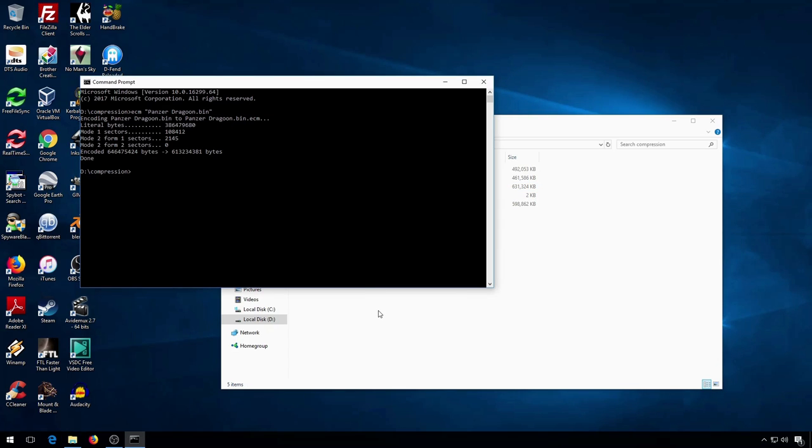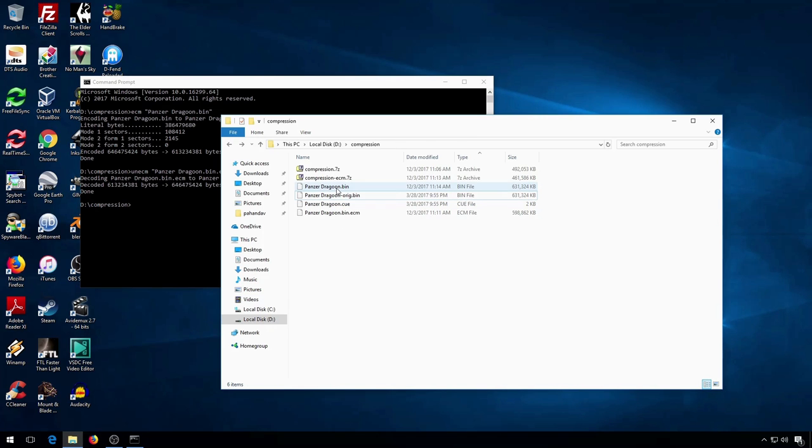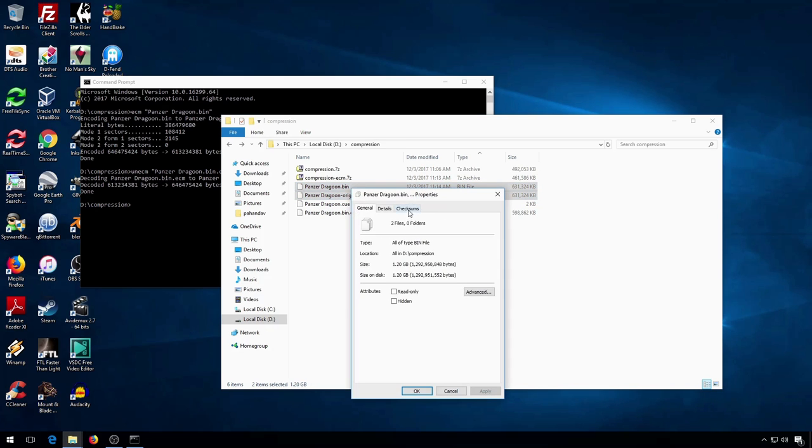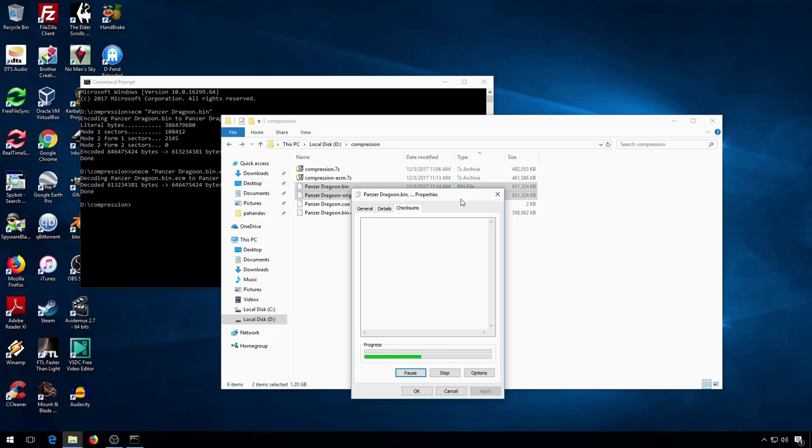To get the original file back, you type unecm. And you get your original file back. The checksums of both will be identical.